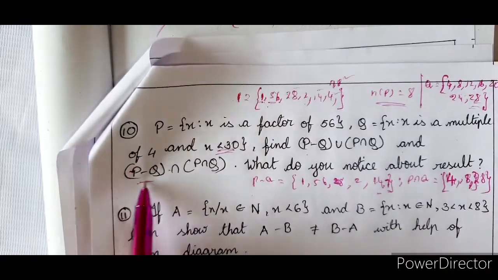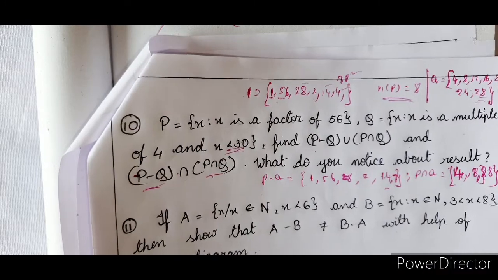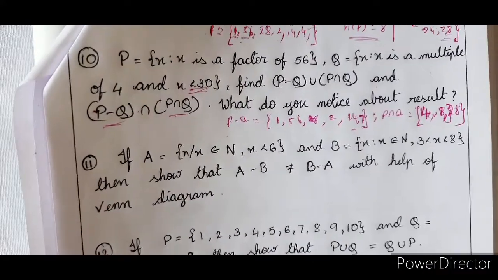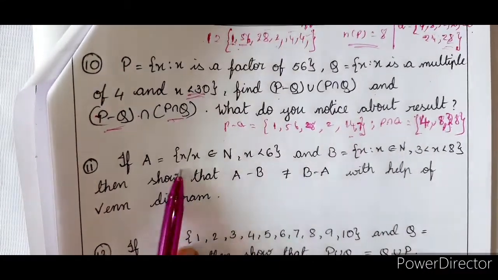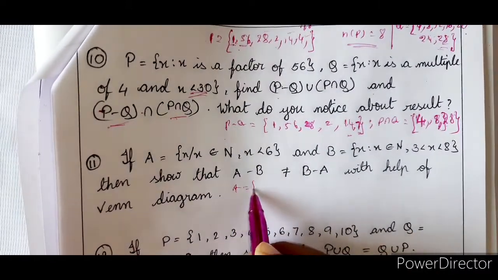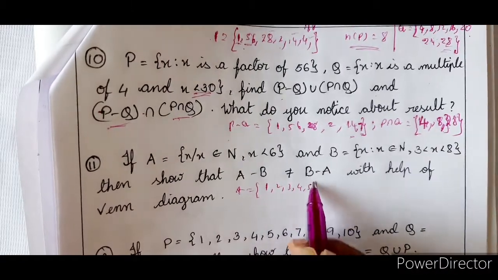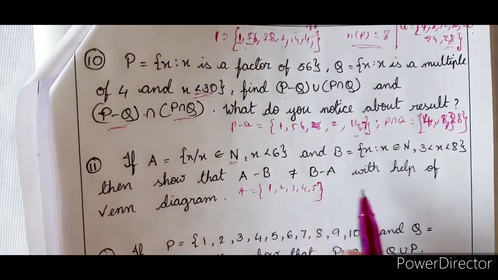So now P minus Q intersection P intersection Q. Right. Very, very normal problems. Needs more patience. Do one by one. Coolly search the numbers properly. Now x belongs to N and x less than 6. So A is equal to 1, 2, 3, 4, 5. It is because natural number you won't get 0.